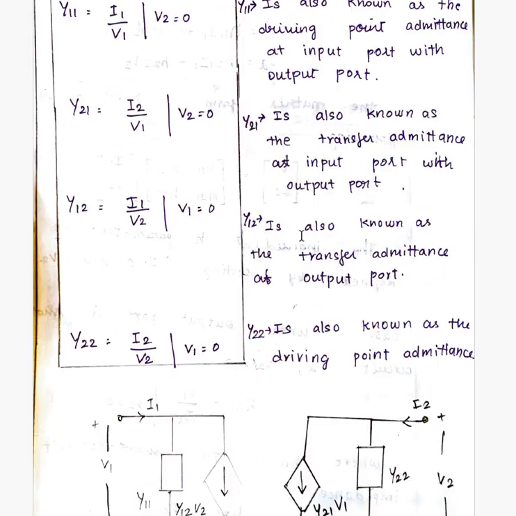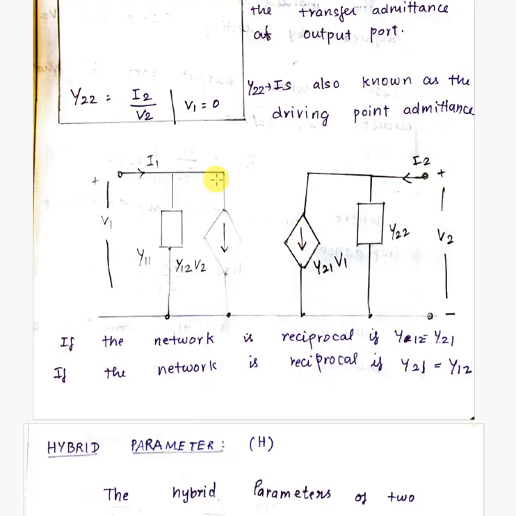Here we are having the dependent current source both in the input and the output port. We are having the dependent current source, and a current source means we will have the parallel admittance. So the admittance value is connected in parallel. It is port 1. So here we are having the Y11 value.